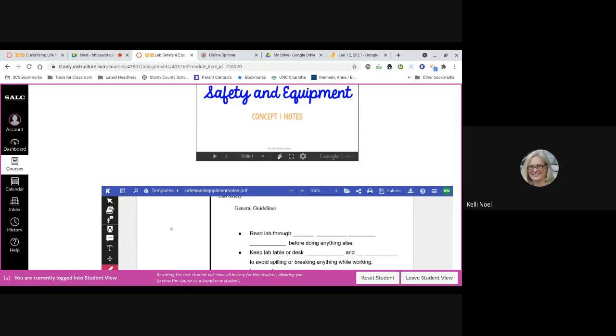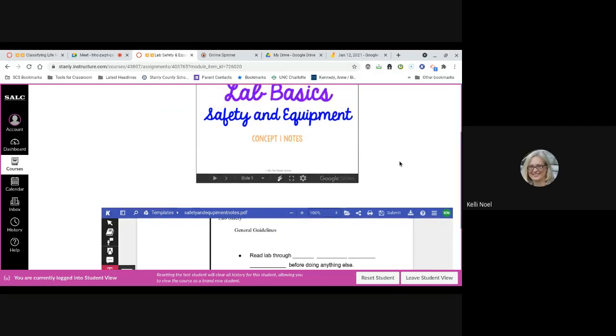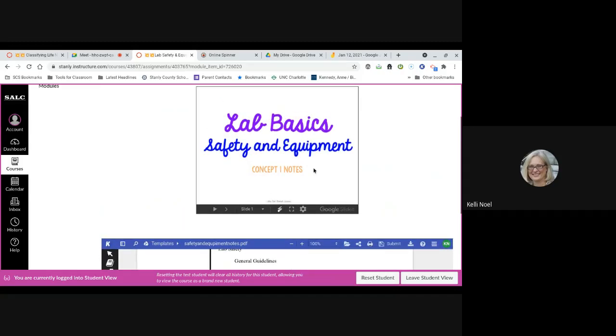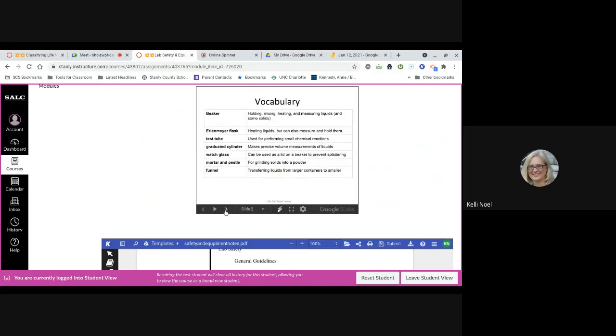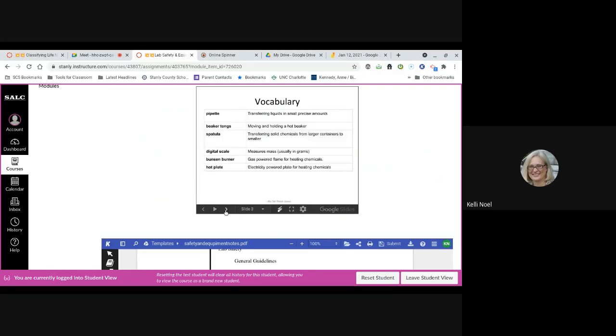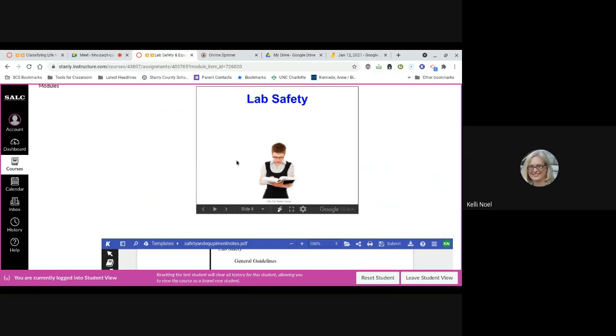If you're not familiar with Kami, all you're going to do is click on the text box. As we go through, you fill in the blanks, typing in what is missing. When you're done, you're going to click submit up here, and it'll bring up a little drop-down box, and you click submit, I think, a second time. So we're going to talk about the lab safety and equipment, kind of go through it fairly quick. I always have some vocabulary at the front that you can look through.